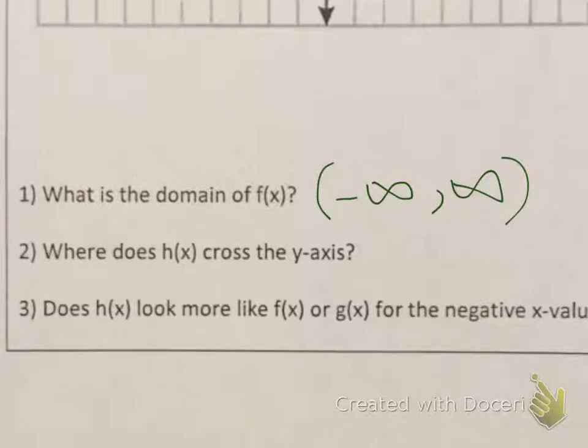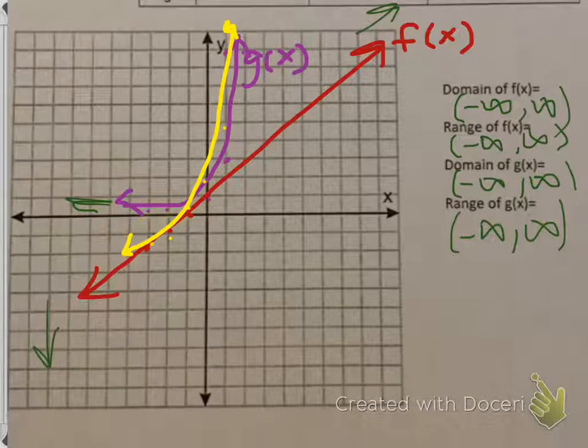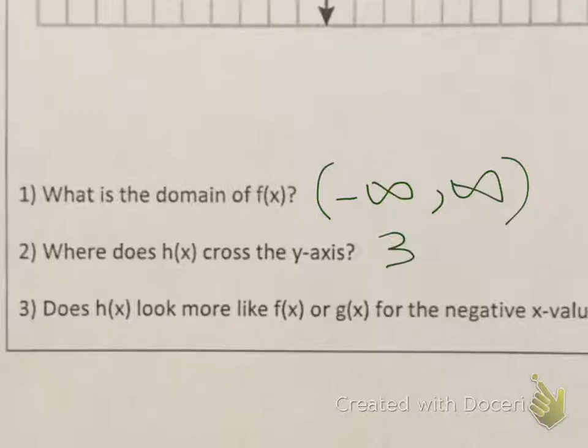It says, where does h of x cross the y-axis? So h of x is our new yellow one. Where does it cross the y-axis at? It actually crosses right here, which is up at 3. So my answer is going to be 3 on that.